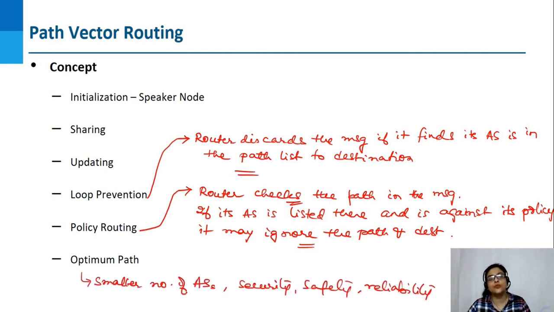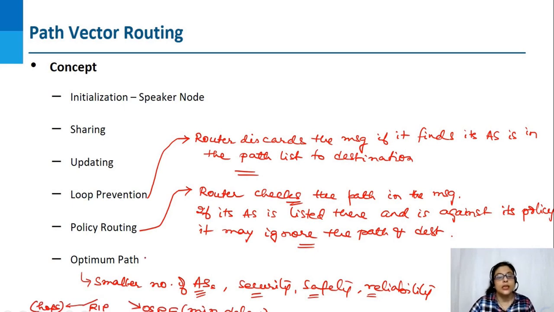Optimum path is based on the smaller number of ASes, that is the autonomous systems, and also it should take care of the security features, the safety features, and the reliability features. In distance vector routing, for the Routing Information Protocol, we have seen that it depends on the number of hops, and in OSPF, which is based on link state routing, it depends on the minimum delay. So metric here is not defined, but rather it defines the number of autonomous systems that must be covered in the routing table.